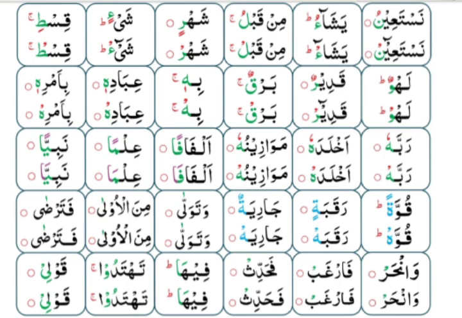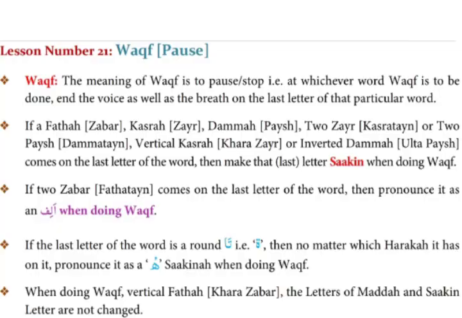Look at the first box in third line. You can see the last letter ha has ulta pesh on it. So you have to change ulta pesh with jazm in the case of waqf. Let's see the next rule now.